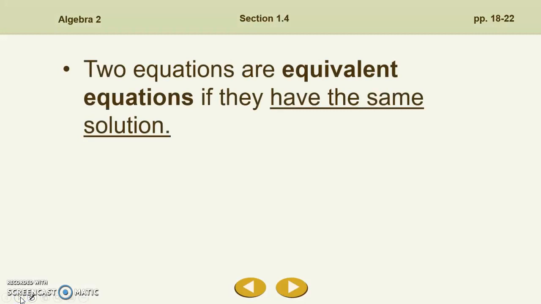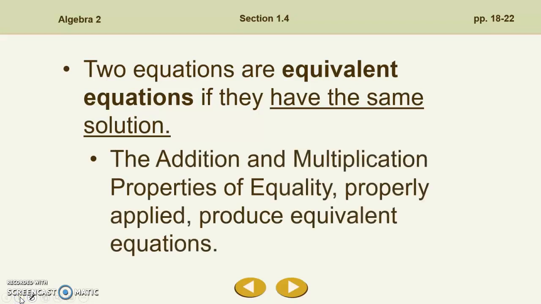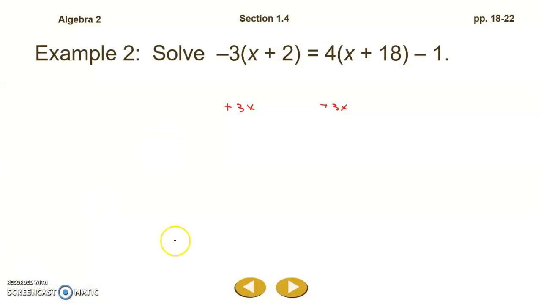Two equations are considered equivalent equations if they have the same solution. The addition and multiplication properties of equality, properly applied, produce equivalent equations. Let's go ahead and solve -3 times (x + 2) equals 4 times (x + 18) minus 1. The first thing that we need to do is distribute what's on the outside of the parentheses so that we are rid of our parentheses.